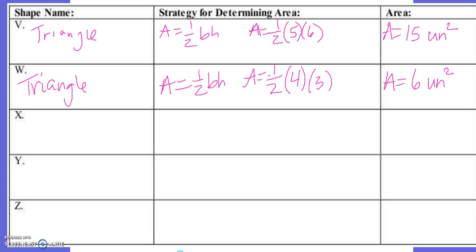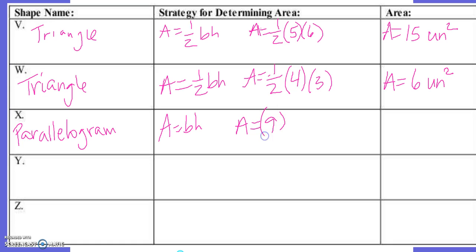If we come back to our chart, shape X is a parallelogram. Now our formula for a parallelogram is just like that of a rectangle or a square. It's just going to be area is equal to base times height. So I plug in. A is equal to, we said our base was 9. We said our height was 4. That gives us an area of 36 units squared. Make sure you are including your units on all of those answers.